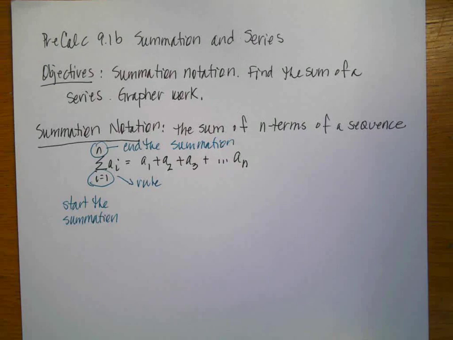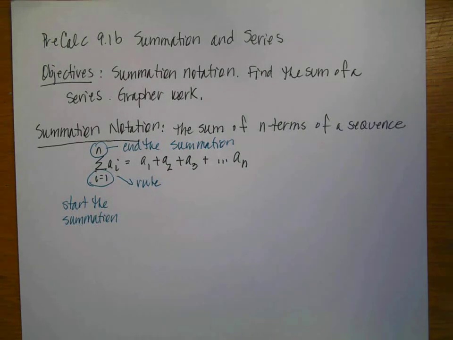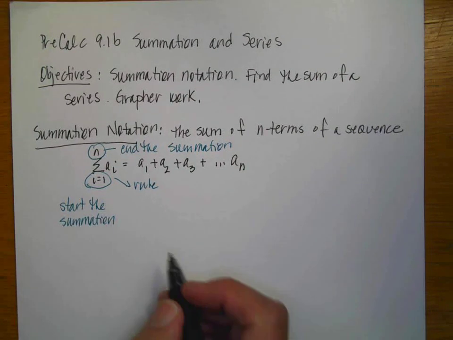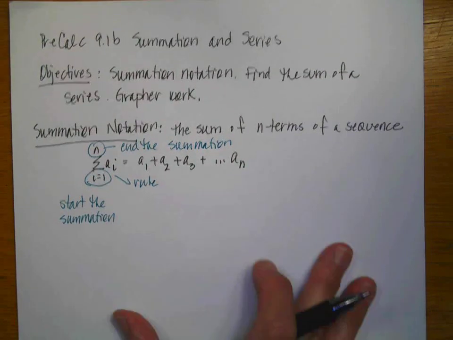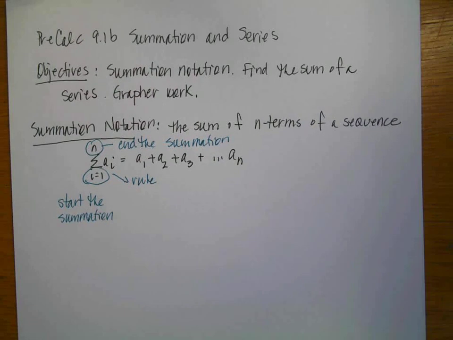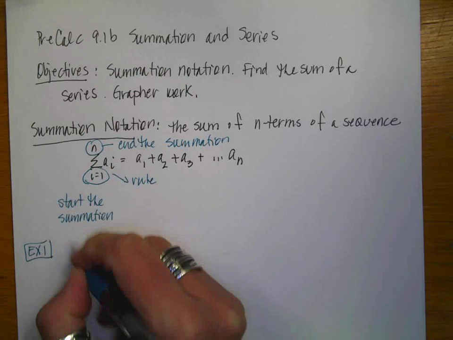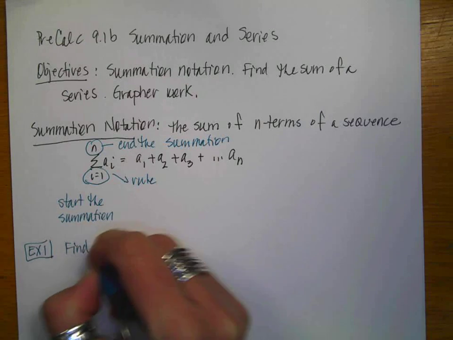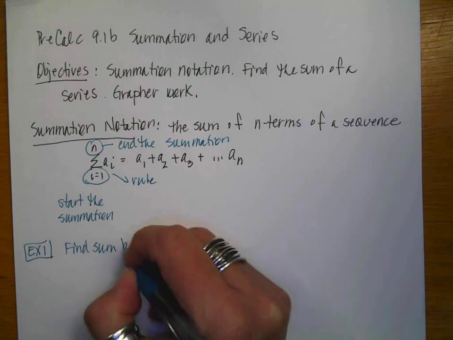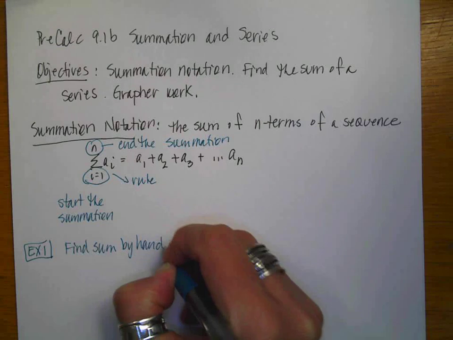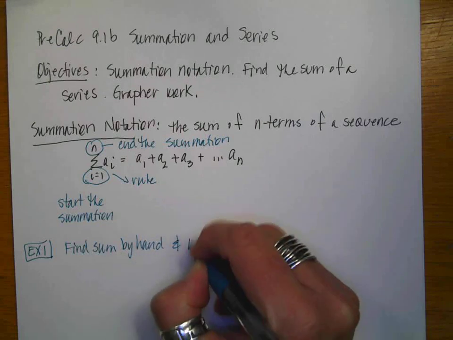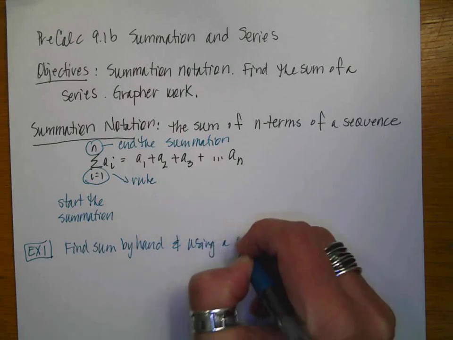Okay, and it's actually not a complicated concept. We will do this with some formulas later, but for right now we're going to do it by hand, and then we're going to talk about doing the same example in a calculator. So let's do example number 1, and we're going to do it both ways. We're going to find the sum by hand, and we're going to find the sum using a grapher.